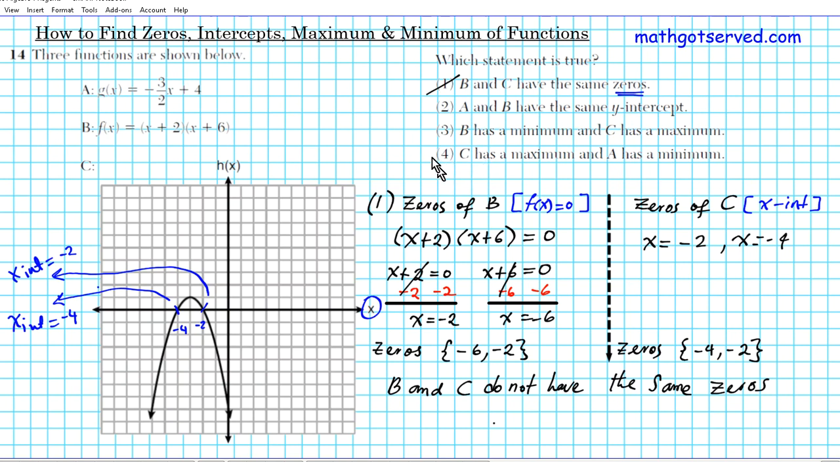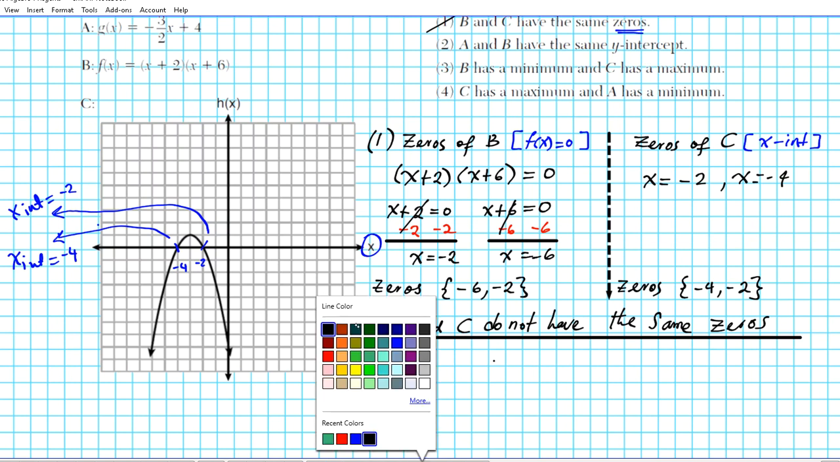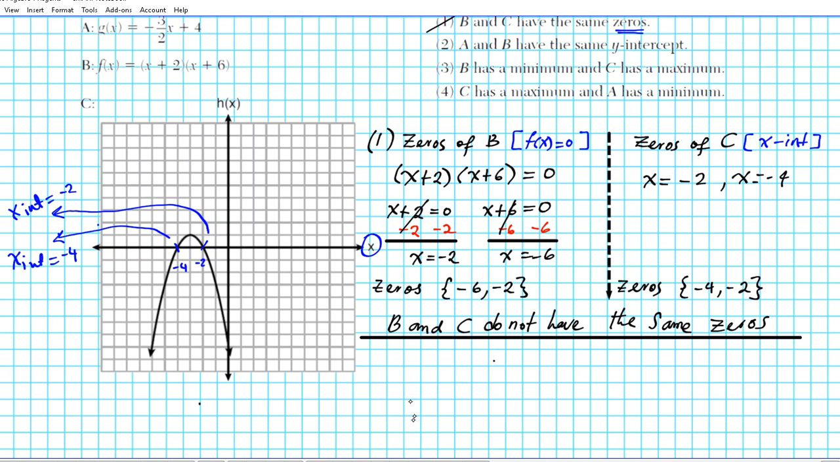Option 2, a and b have the same y-intercept. Alright, so let's do that one. How do we find y-intercepts of functions? To get the y-intercept, it's not that complicated at all. It basically means you set your x to 0. That's universal. It doesn't matter if you have a linear function or a quadratic function. So for option 2, we're going to look for the y-intercepts of both of them.